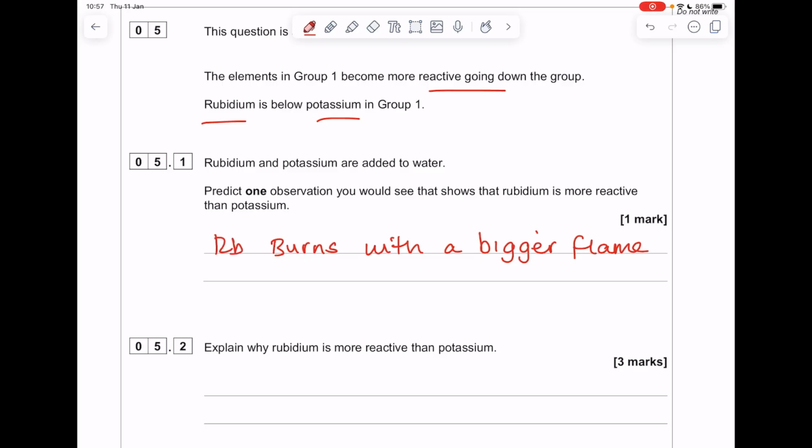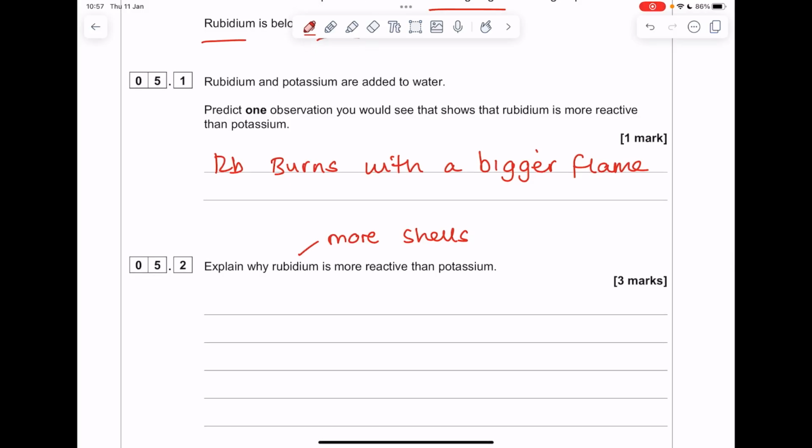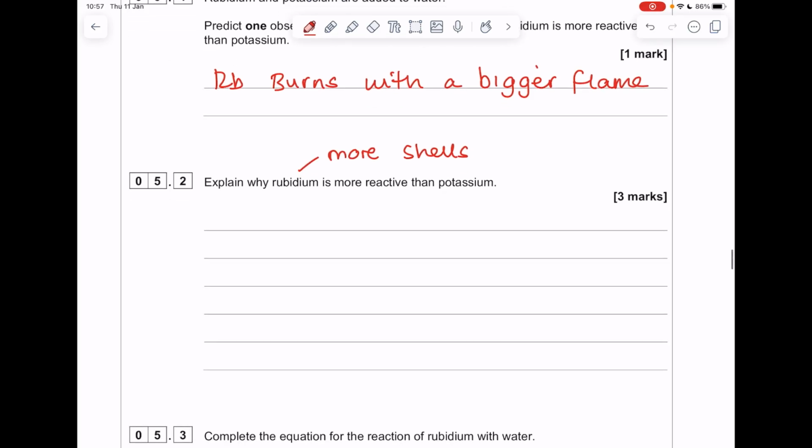Explain why rubidium is more reactive than potassium. So because rubidium sits below potassium in the periodic table in its group, it means that rubidium has more shells of electrons. And that basically means, because when they react, they need to lose an electron, if you think about the fact that rubidium has more shells, it means that its outer shell electron is further from the nucleus, which means it's less tightly attracted. So it's more easily lost compared with the smaller potassium atom.